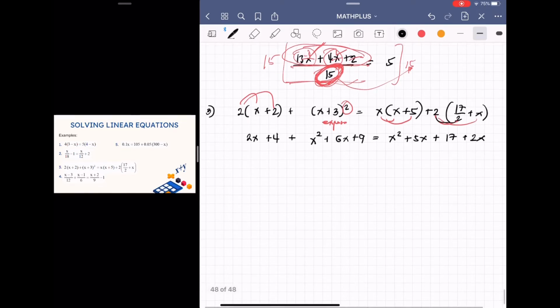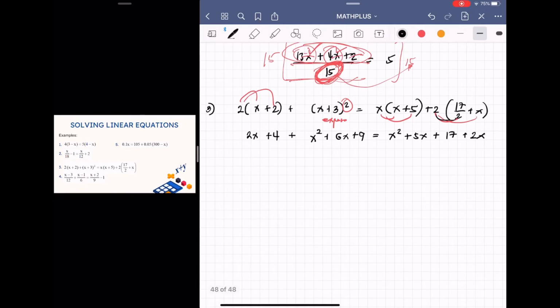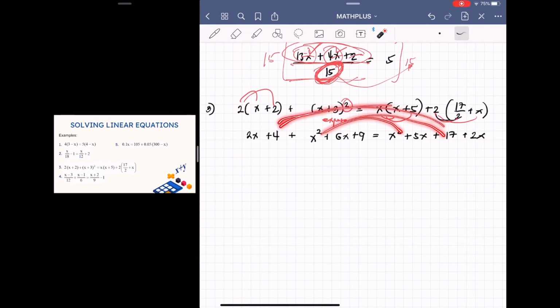The next thing to do is move or transpose all the unknowns on the left side. So looking at each side of the equation, you would notice that all the terms are separated to each other by addition or subtraction. So that means I can just freely move them. I do not need multiplication or division in this case. So you have to move all the unknowns on the left. That means I will move x squared, 5x, and 2x to the left side.